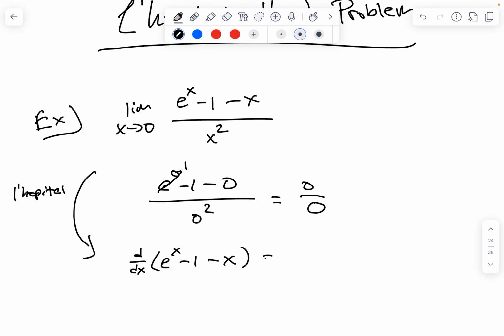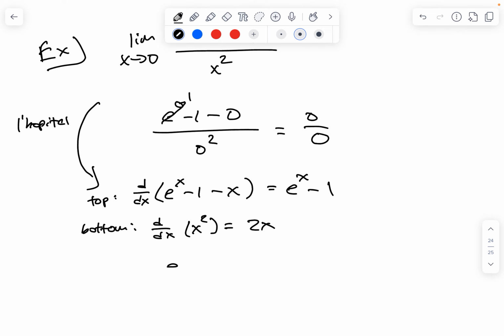And that is just equal to, so derivative of e to the x is just e to the x. Derivative of minus 1 is 0. And derivative of x is 1. So we just get minus 1. And that is your top. Now let's do bottom. So d dx of x squared is just 2x. So now let's rewrite that. So we have e to the x minus 1 over 2x, limit as x approaches 0.